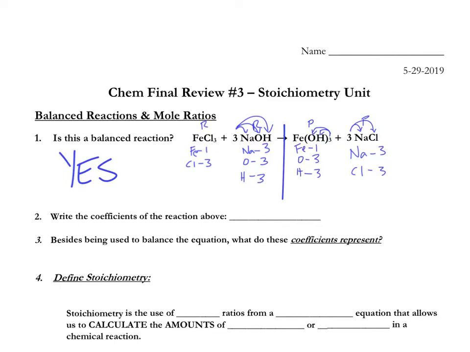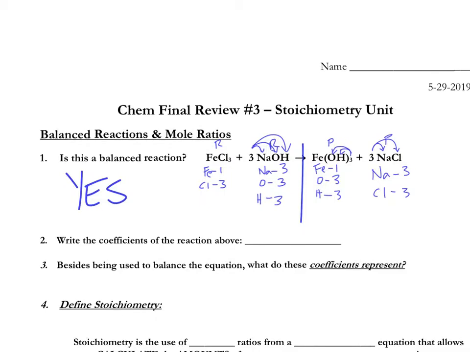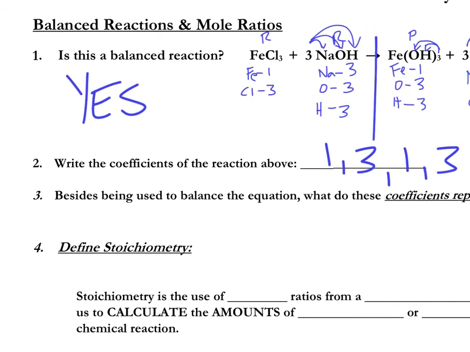So what will the coefficients be? Coefficients are the big numbers. There's no number here, so it's implied it's a 1. I've got a 3, another implied 1, and a 3. So my coefficients are 1, 3, 1, 3. Besides using a balanced equation, what do the coefficients represent? Coefficients are the number of moles or the molecules in the reaction.